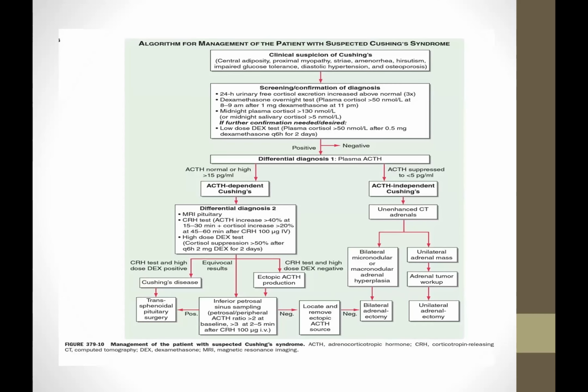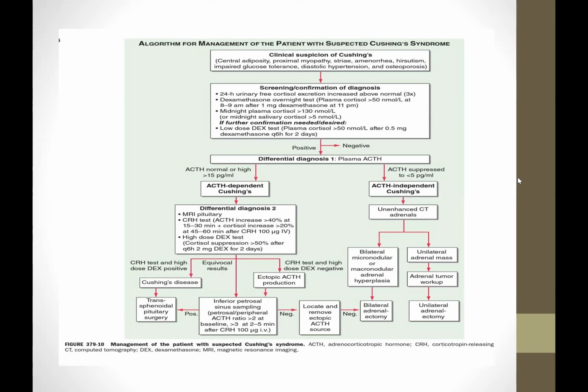Now you go. This is the algorithm for management of the patient with suspected Cushing's syndrome. First is clinical suspicion and screening. Clinical suspicion of Cushing's is by the discriminatory characters and non-discriminatory characters. Discriminatory characters are proximal myopathy, livid striae, central adiposity, and linear growth reduction in children. And the non-discriminatory are impaired glucose tolerance, hypertension, and osteoporosis in the young. We have to screen and confirm the diagnosis, that is, establish the endogenous hypercortisolism.